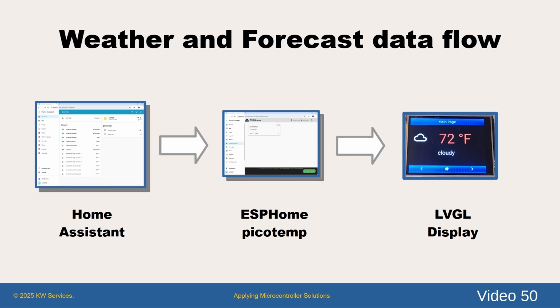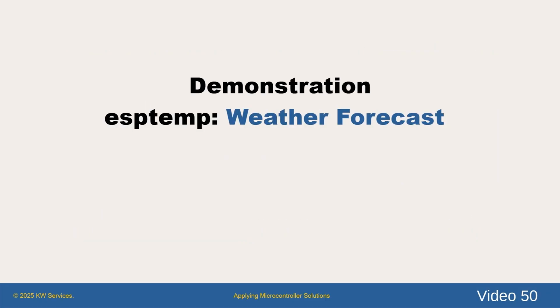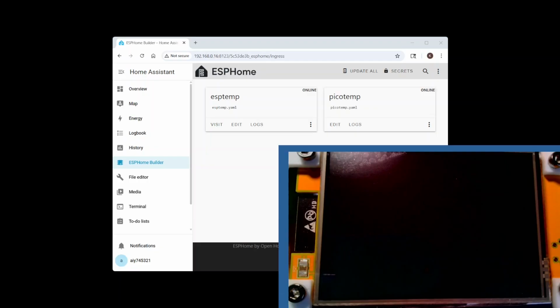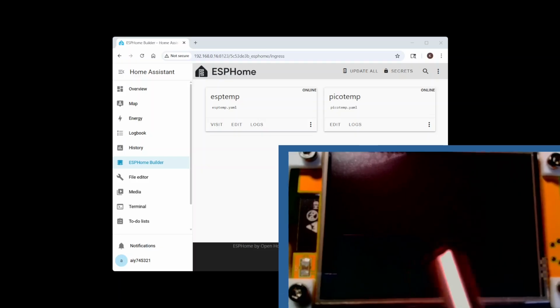Essentially, we want the default weather data in Home Assistant to be fetched by our ESPHome device and displayed on our LVGL supported display. Let's look at the demonstration. What you are seeing is a blank display. That's because the page is paused. We can tap anywhere on the display to refresh it.